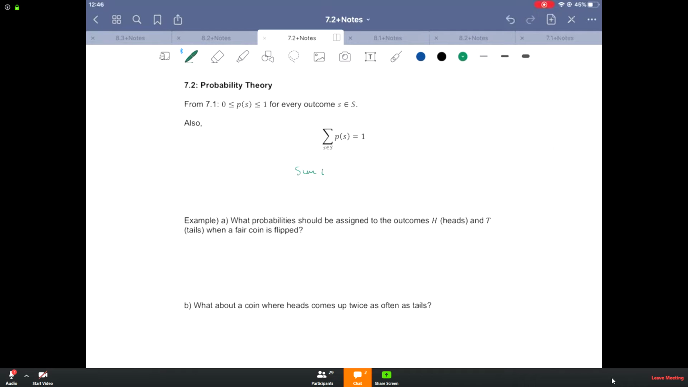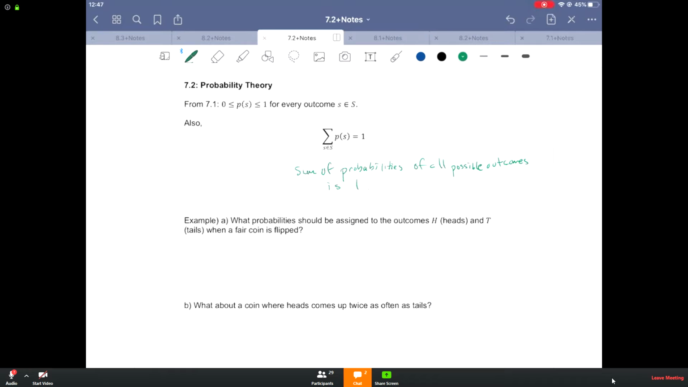Okay, so the sum of probabilities of all possible outcomes is 1. Okay.